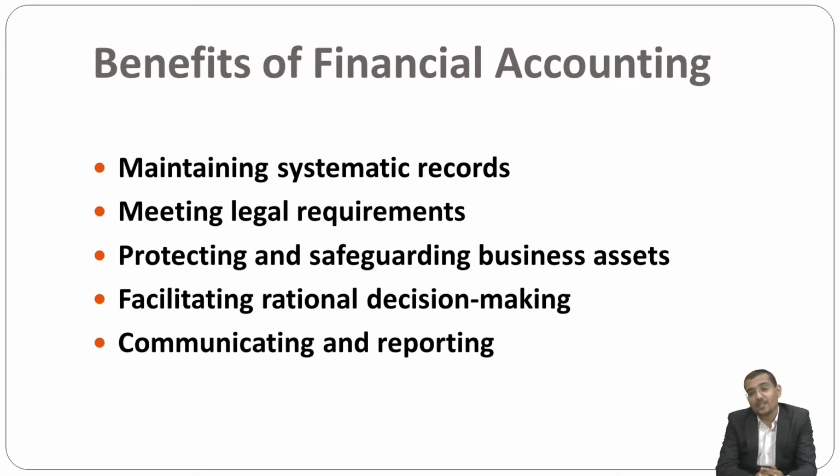The first point is maintaining systematic records. Here it means that you have to prepare daily ledgers, trial balance, a trading account, profit and loss statement, and balance sheet. When you have a systematic record of your accounting, of your business trade, then definitely you achieve your goal and you can estimate the future.